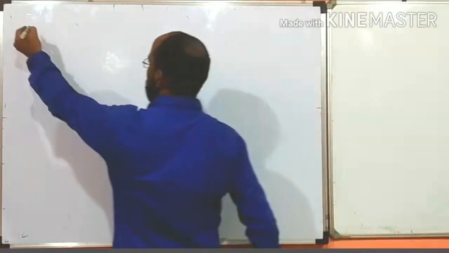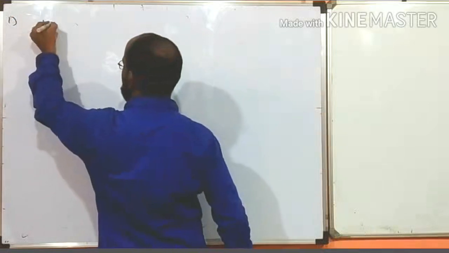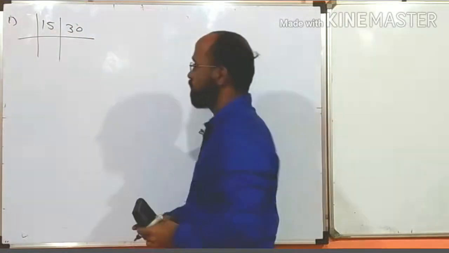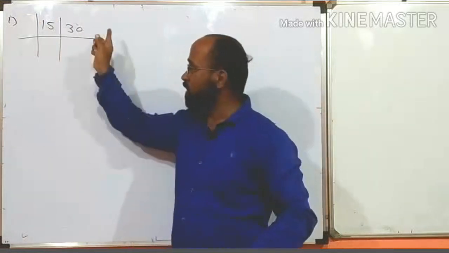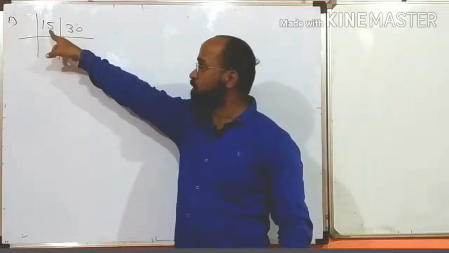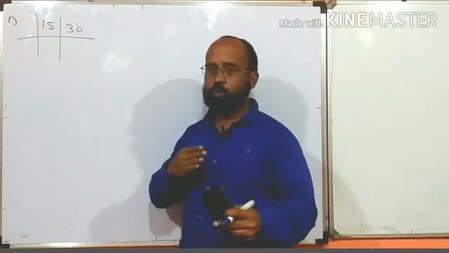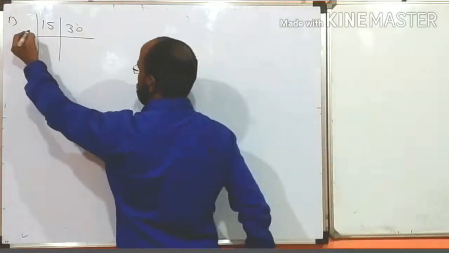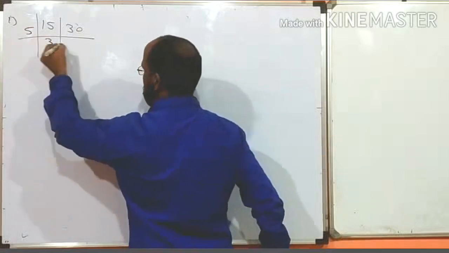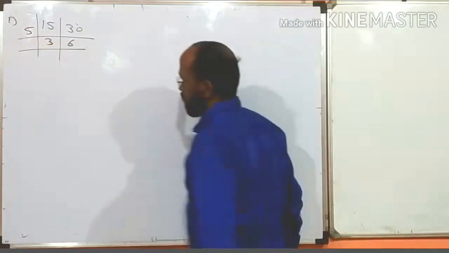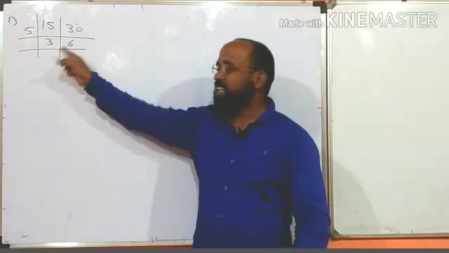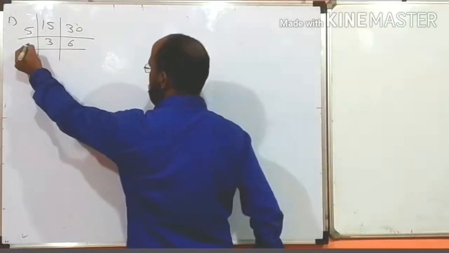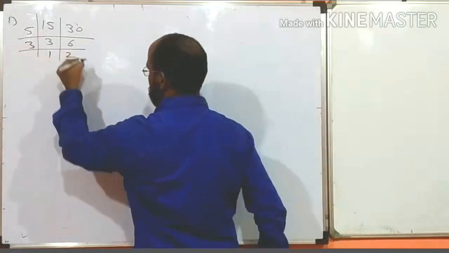Suppose first example, numbers are 15 and 30. You can easily see that among these two numbers, the bigger number 30 is divisible by smaller number 15. So let's find their HCF and LCM. Both are divisible by 5. So if you divide them by 5, 5 3s are 15, 5 6s are 30. Clear? 3 and 6 both are divisible by 3. So let's divide them by 3. Answer will be 3 1s are 3, 3 2s are 6.